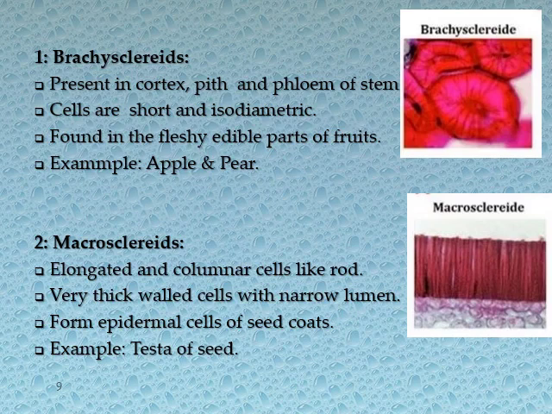Next we have Macrosclereids. These are elongated and columnar cells, like rod-shaped structures. They have very thick-walled cells with a very narrow lumen due to the deposition of lignin, and they majorly form the epidermal cells of the seed coat. And the example of Macrosclereid is the testa of seed.